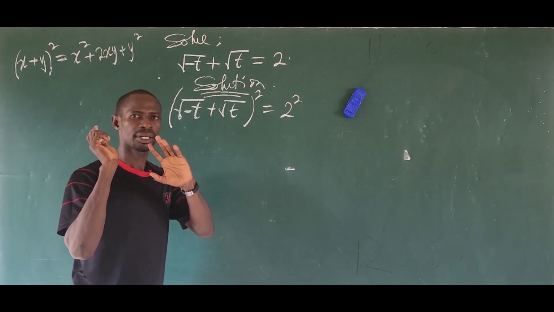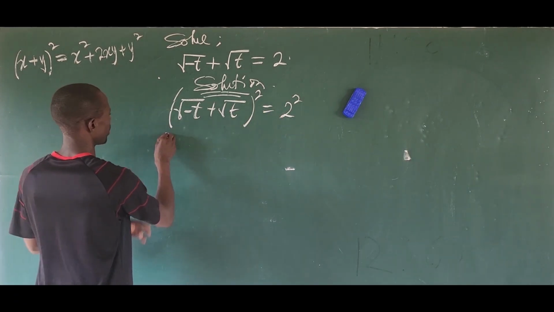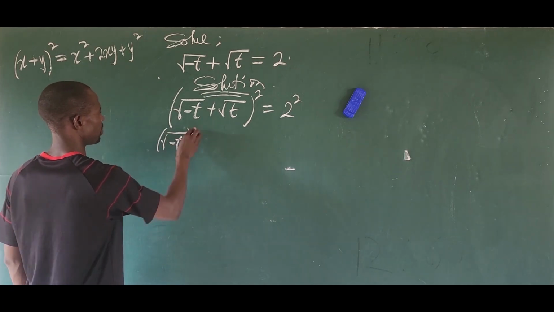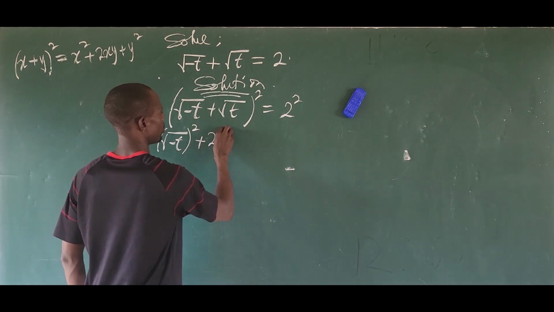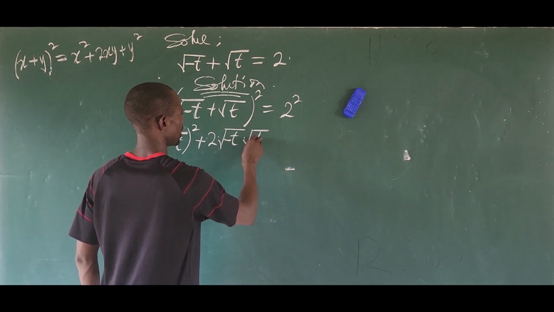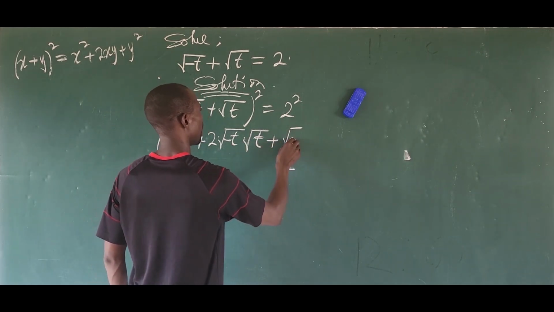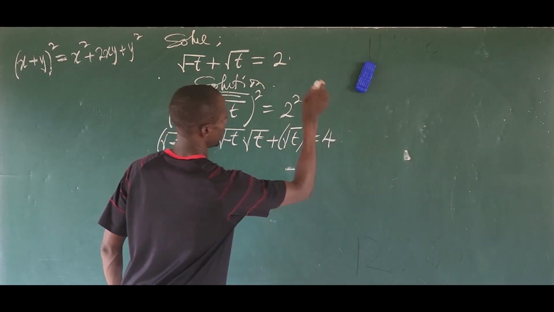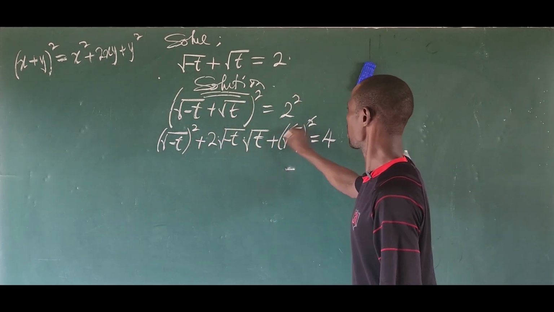This side doesn't have an issue. This side is just 4. So this is going to give us the first term, which is the square root of minus t, all raised to the power of 2, plus 2 times the square root of minus t times the square root of t, then plus the square root of t, all raised to the power of 2, equal to 4.